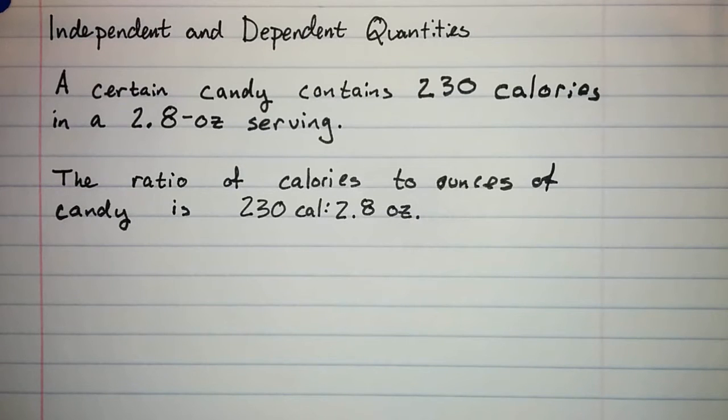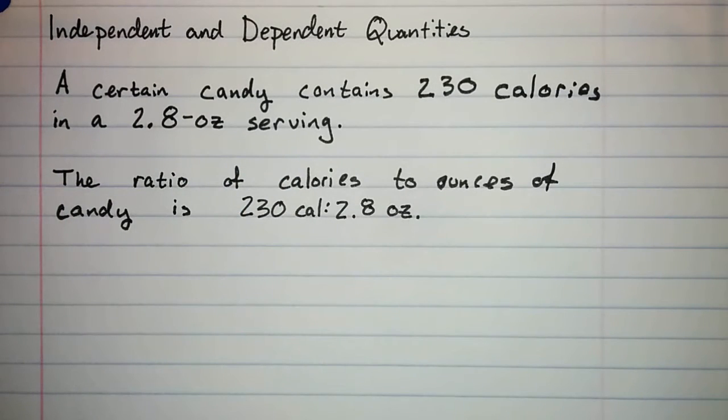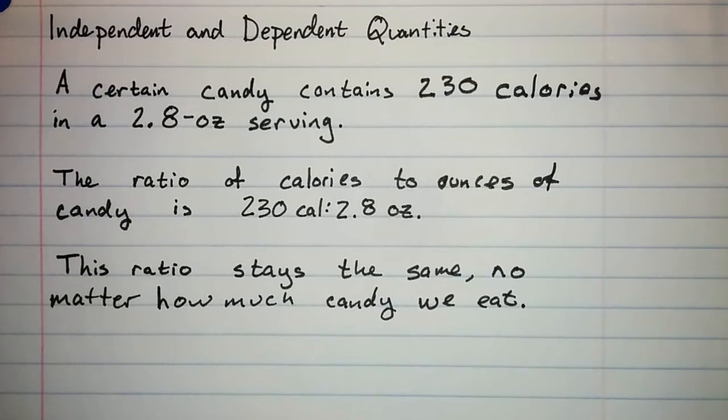And because of the way candy and containing calories works, we know that this stays the same as the number of ounces of candy that we eat changes. So far, we've just referred to these quantities as the first quantity and the second quantity. Shortly, however, we're going to want to distinguish between the ways that we approach the quantities involved in a problem like this. We're going to want to think about which quantity is independent and which quantity is dependent.